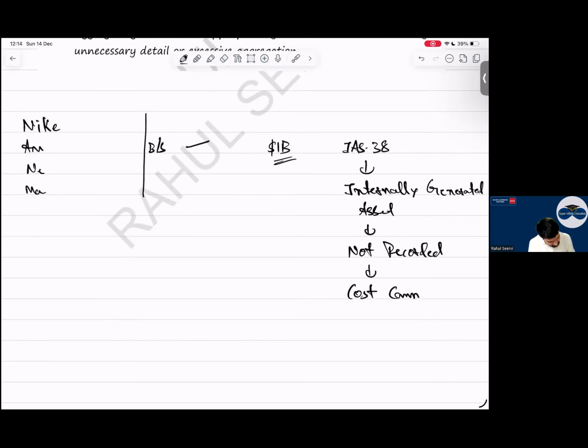Cost cannot be measured. Yes, sir, cost cannot be measured. One simple thing, yes, sir, cost cannot be measured. Now, everyone, if cost cannot be measured, you only tell me, we can't recognize. Can I say this is consistent or not with the conceptual framework? Is this consistent with the conceptual framework or not?